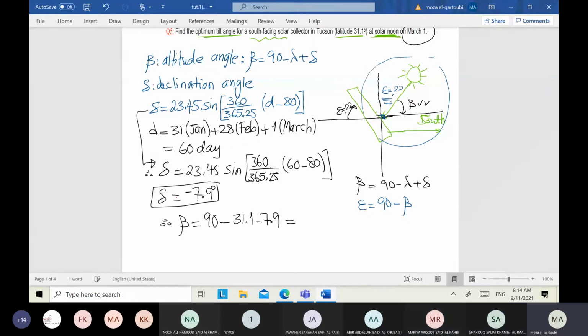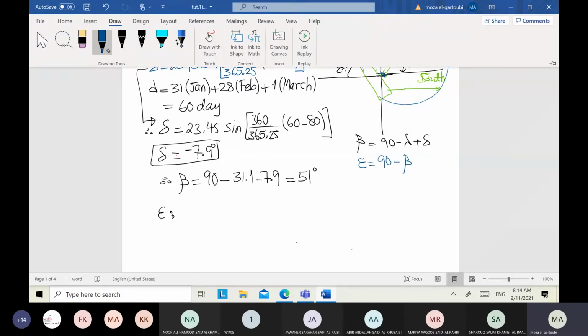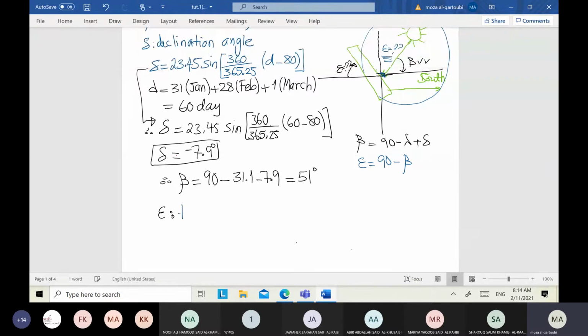Then the last step. Therefore, I will give you the names of epsilon first. Epsilon has three names. We'll see in the lab. Tilt angle, or elevation angle. Otherwise, we can call it inclination.